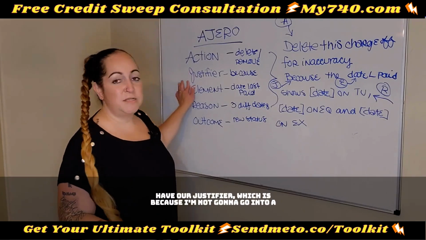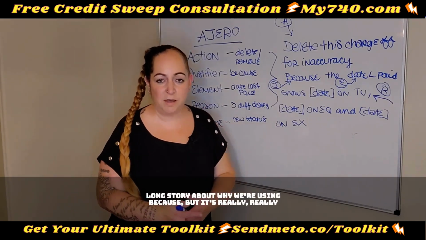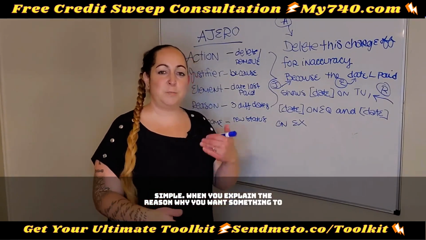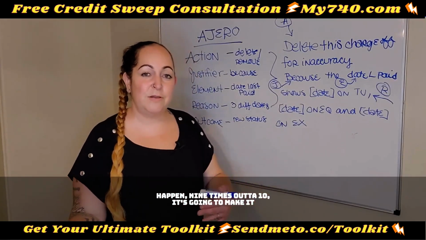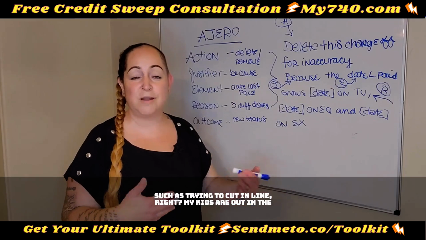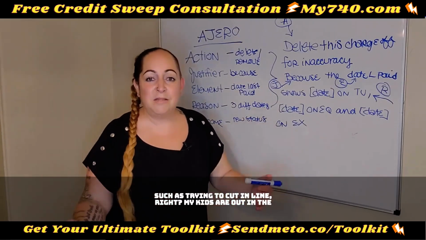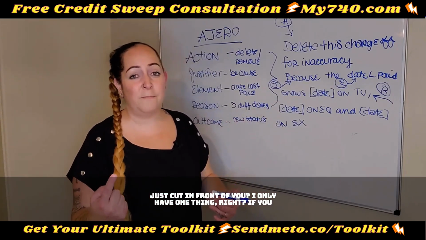And then we have our justifier, which is because. I'm not going to go into a long story about why we're using because, but it's really, really simple. When you explain the reason why you want something to happen, 9 times out of 10, it's going to make it significantly easier to get what it is that you're asking for, such as trying to cut in line, right? My kids are out in the car with my husband and they're driving them and saying, can I just cut in front of you? I only have one thing, right?